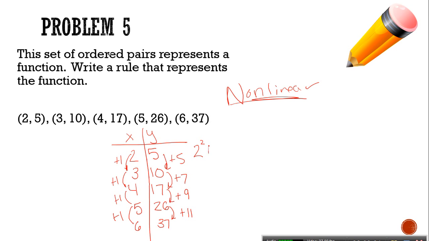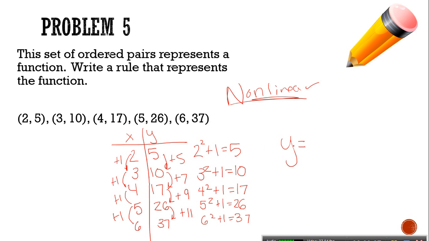So I got 2 squared plus 1 gives me 5. 3 squared plus 1 equals 10. Looks like I'm on a pattern here. 4 squared plus 1 equals 17. 5 squared plus 1, that gives me 26. And 6 squared plus 1 is 37. So it seems I stumbled upon my equation, or my rule. So y equals x squared plus 1.